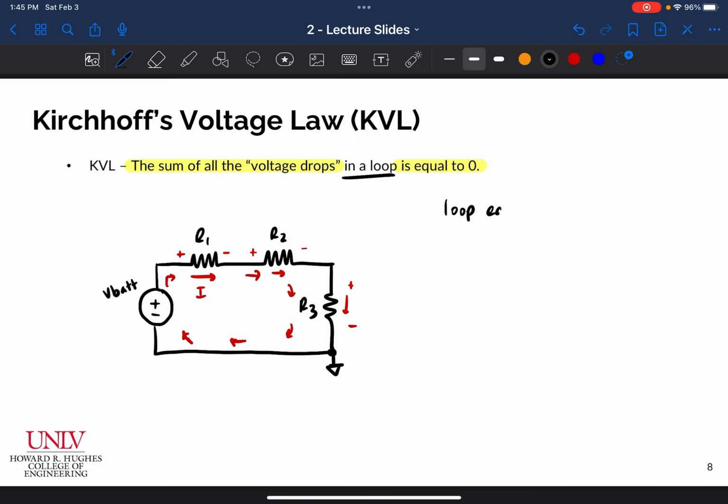Some people call it the loop equation. Some people will just say, oh, I'm going to write a KVL expression. It doesn't really matter. What I'm going to do is go around the circuit, sum all of the voltage drops in the loop, and set them equal to 0, right?